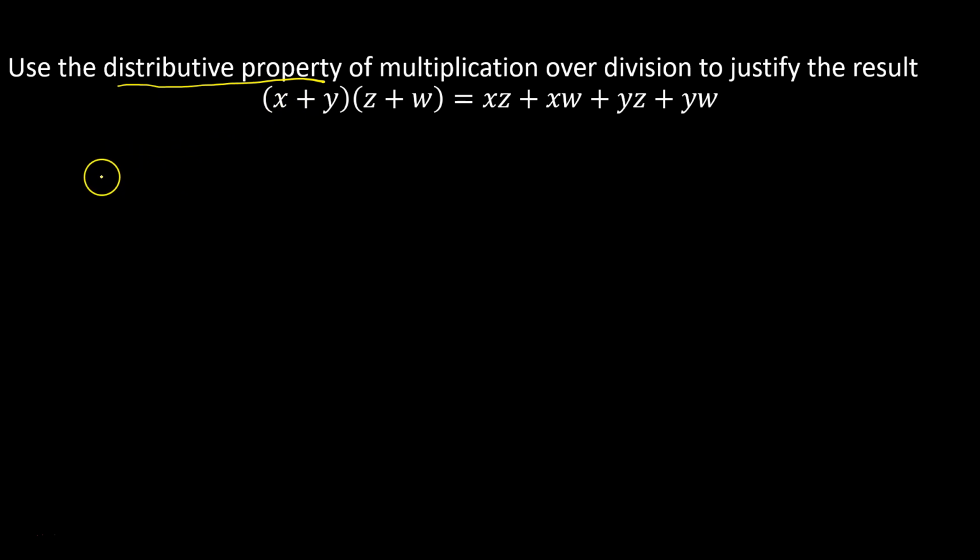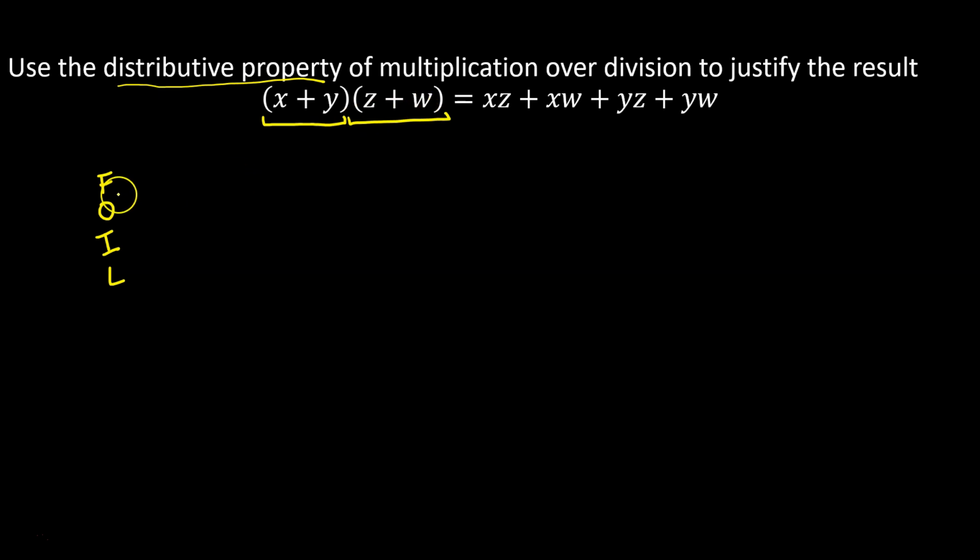So often we hear of FOIL when we talk about distributing. FOIL is very specific to a binomial times another binomial. Remember that bi means 2. So in this first group of parentheses, I have 2 numbers. We call that a binomial. And same for the second group of parentheses, we have 2 terms in here, so that's a binomial.